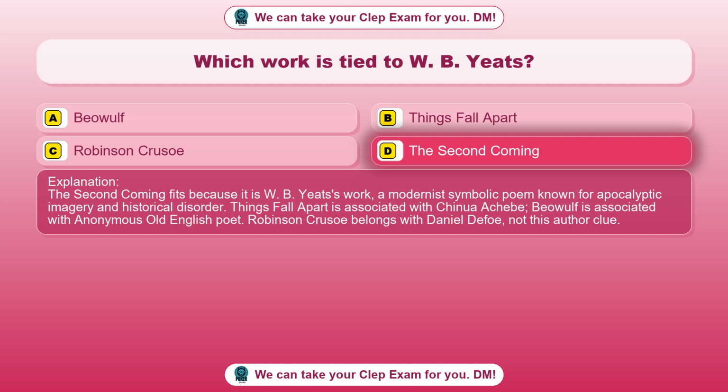The Second Coming fits because it is W.B. Yeats's work, a modernist symbolic poem known for apocalyptic imagery and historical disorder. Things Fall Apart is associated with Chinua Achebe, Beowulf is associated with an anonymous Old English poet. Robinson Crusoe belongs with Daniel Defoe, not this author clue.